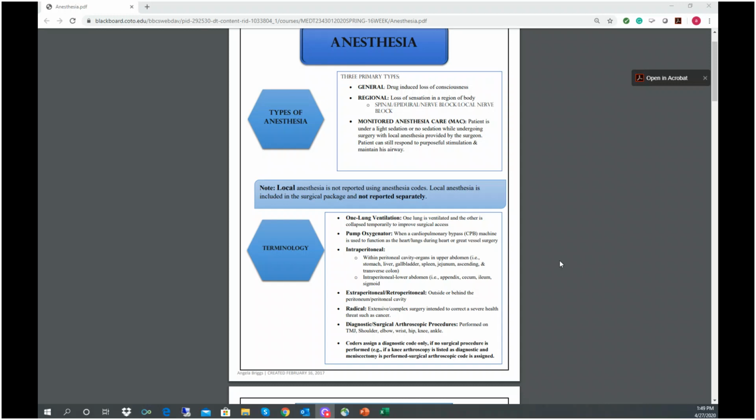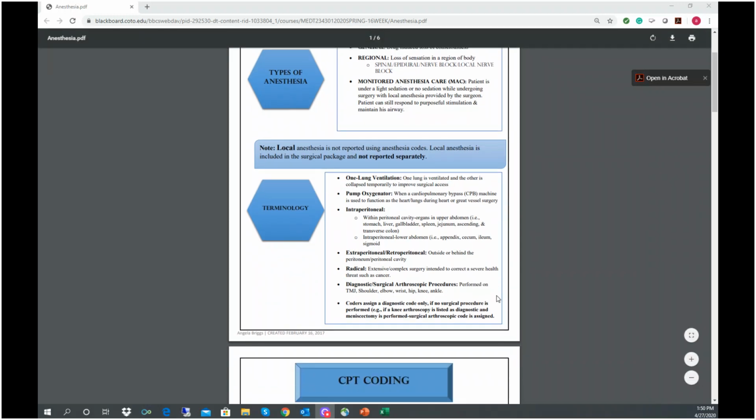such as if a knee arthroscopy is listed as a diagnostic and a meniscectomy is performed, a surgical arthroscopy code is assigned, meaning you pick the most comprehensive anesthetic code to assign to both. You only assign one.